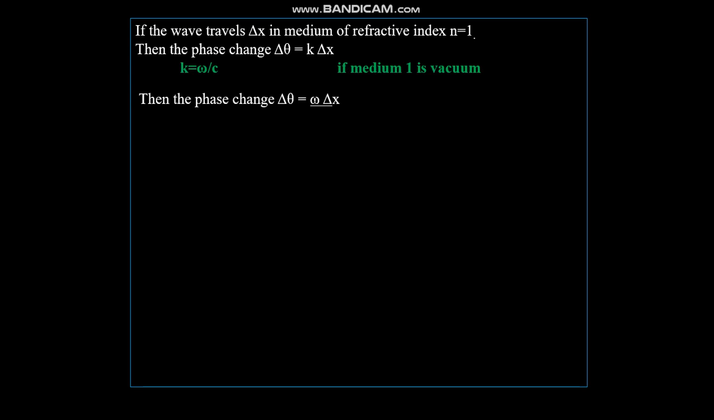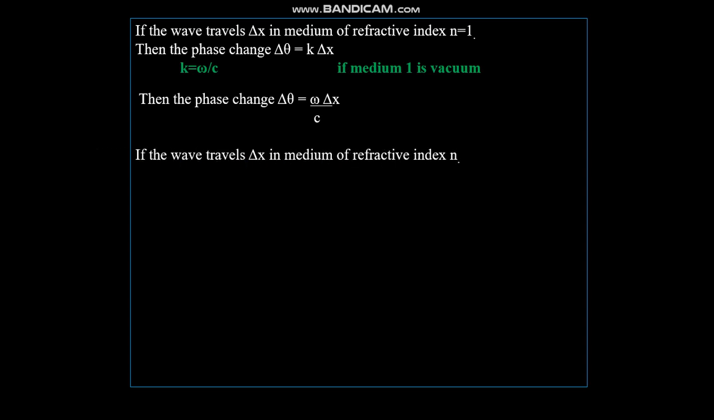So if the wave travels delta x in a medium of refractive index n equal to 1, the phase change delta theta is equal to k into delta x. k is omega upon c if medium 1 is a vacuum, c being the velocity of light, of course. Then the phase change delta theta is equal to omega by c into delta x.